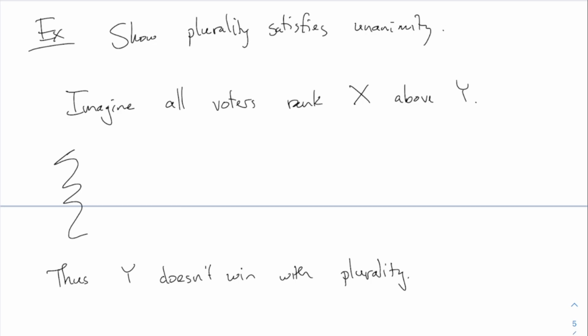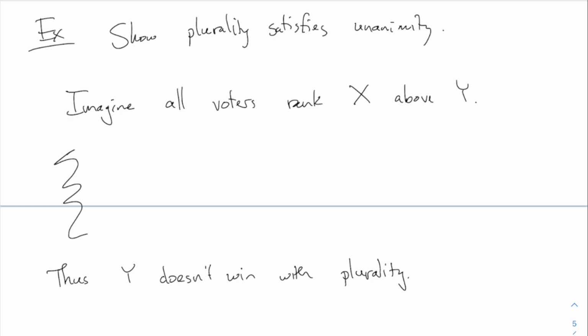Anybody, any thoughts? What do you think? If it's true that everybody puts X above Y, anybody else want to say? Yeah? So Y wouldn't have any first place votes. Yeah, I like this. Plurality, remember, is all about first place votes. So when you count up how many people put X in the top, how many people put Y in the top, how many people did put Y in the top? The answer is 0, because everybody prefers X above Y.